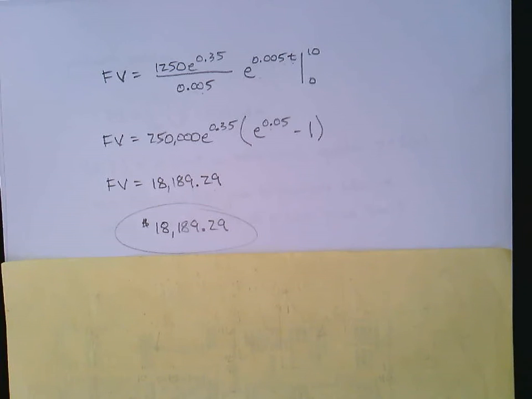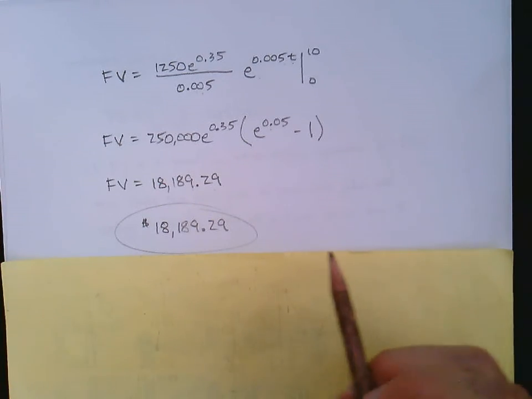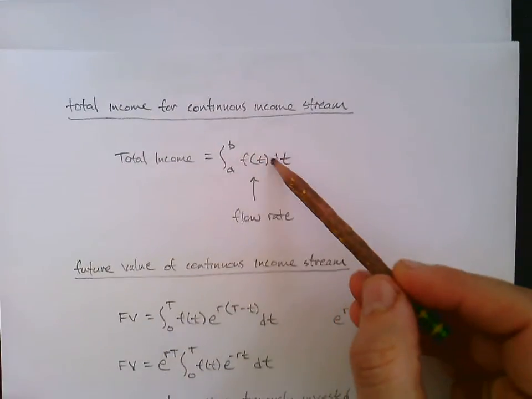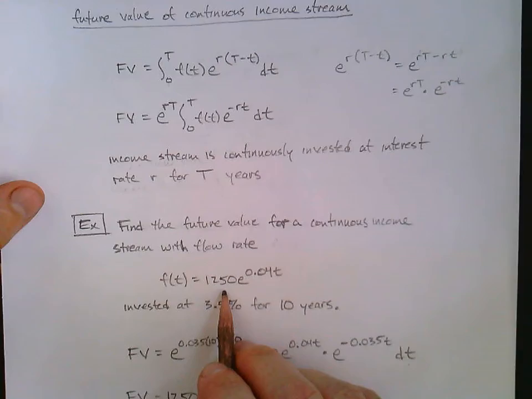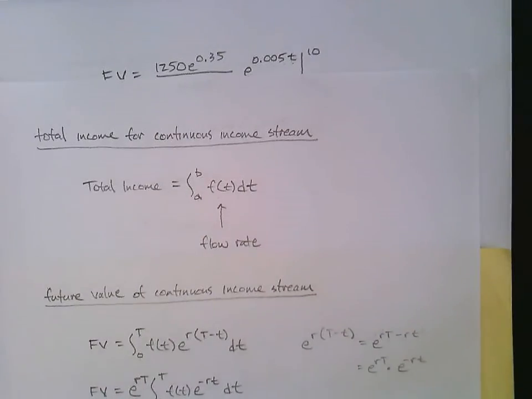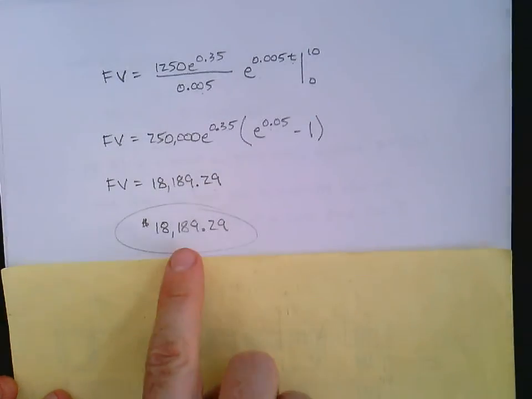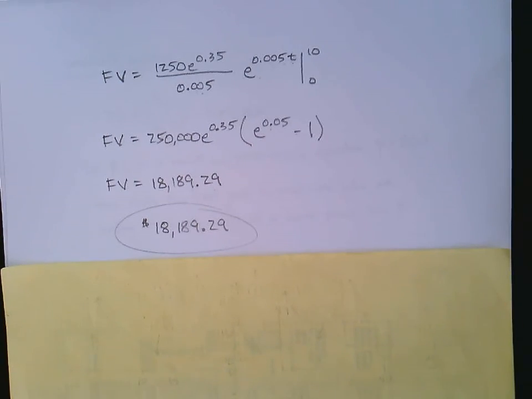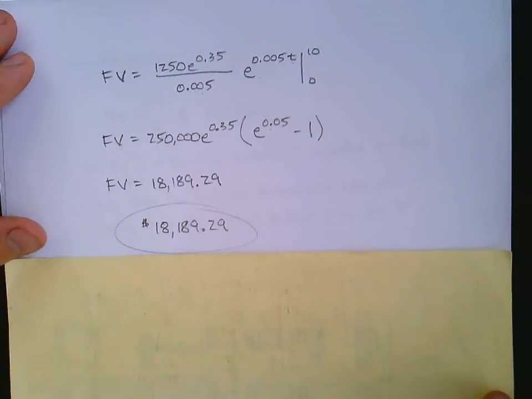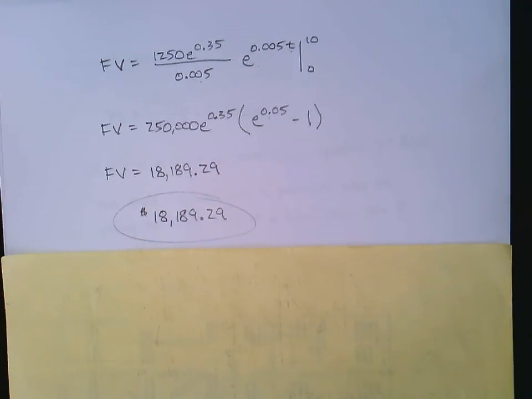Now, how much of that is interest? All right, how much did we make and how much was interest that we earned? That's an interesting question. I didn't do it, kind of wish I had now. You could find the total income. Let's go back here. If you found the total income just for the income stream, the 1250 e to the 0.04t over 10 years, that's just how much income it was. And you could find the difference between that and this answer here. That's how much interest you earned, if you cared to know. Hey, if it was my money, I'd be interested. How much interest am I getting? Very nice.